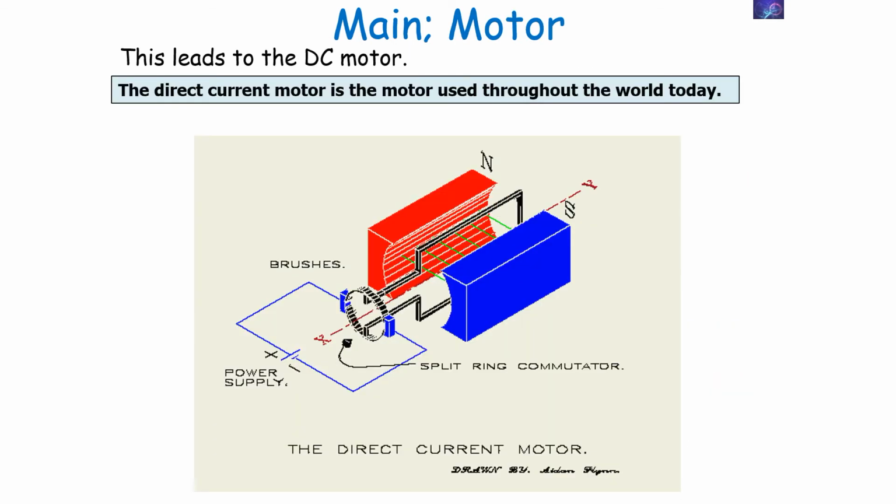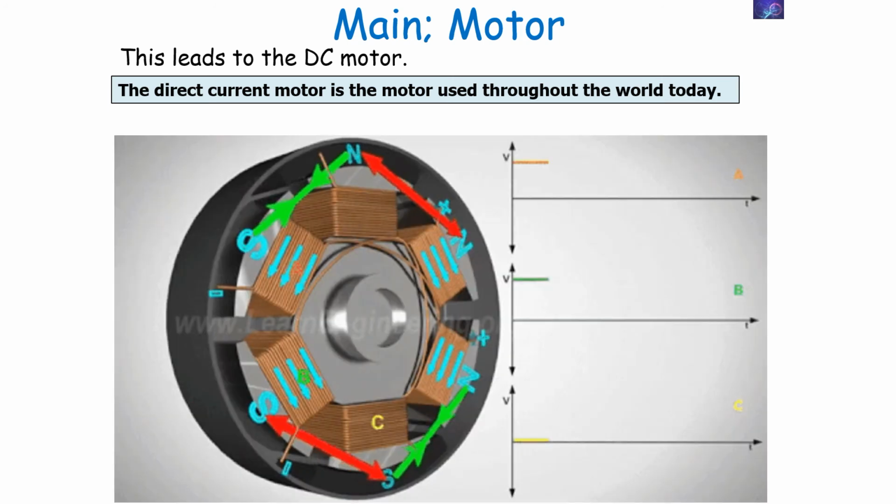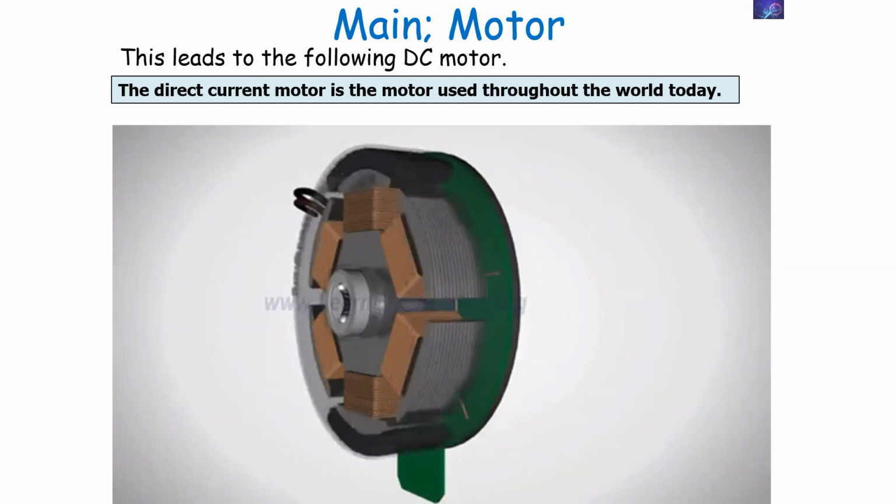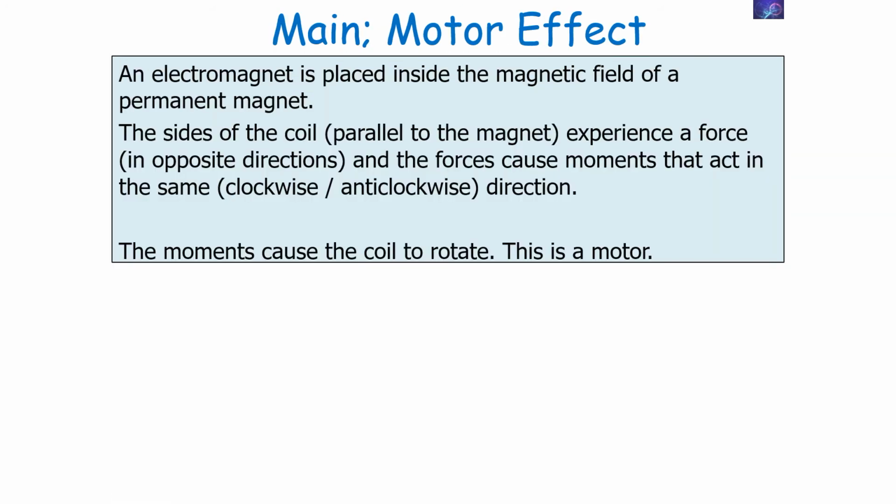So this leads us to the idea of a DC motor. The direct current motor is the motor used throughout the world today. You can see that with a current carrying wire, a permanent magnet and a commutator, you can get this rotational motion, and it's very important you understand how this effect works. An electromagnet is placed inside the magnetic field of a permanent magnet. The sides of the coil parallel to the magnet experience a force in opposite directions, and the forces cause moments that act in the same direction. These moments cause the coil to rotate, and this is a motor.